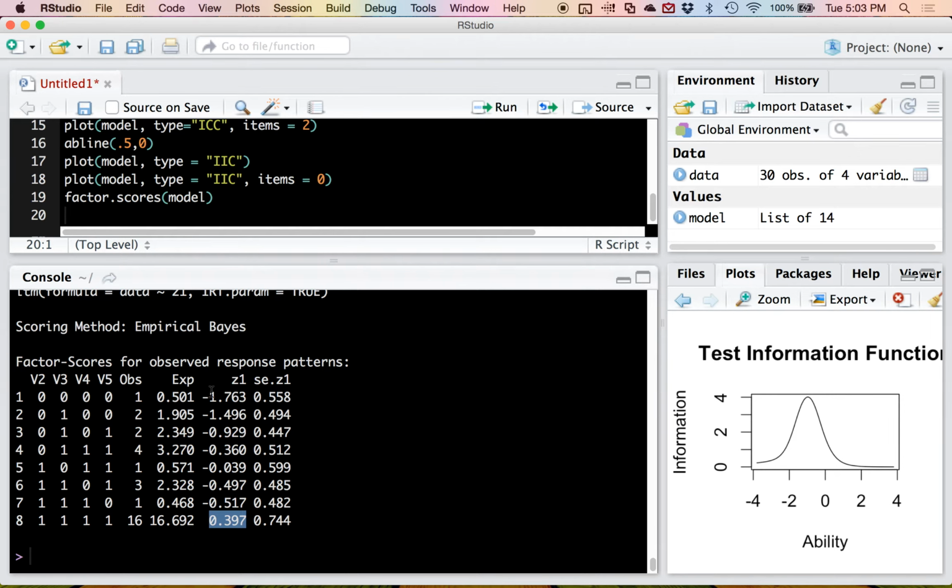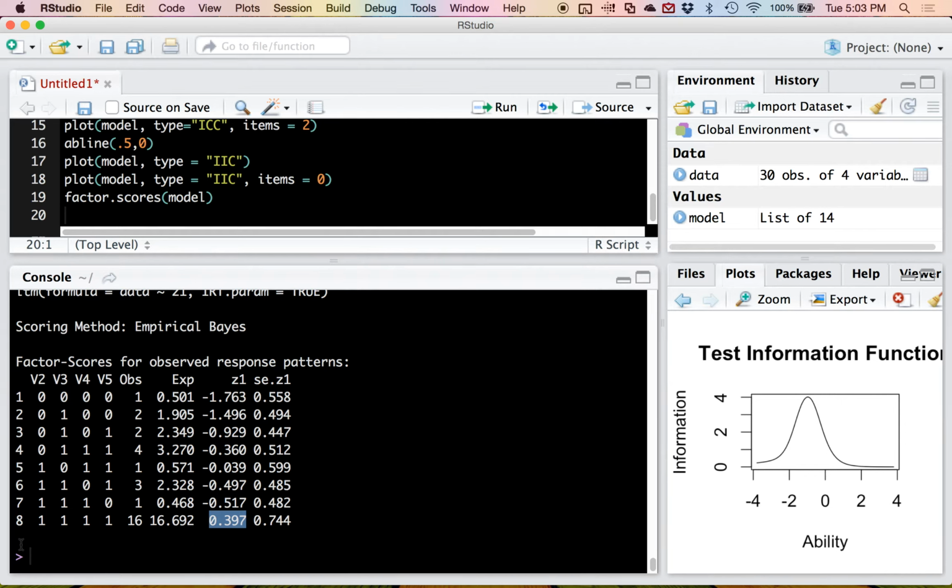So this actually gives you the ability for each pattern of responses, which you could then go back and apply to your data set. So if you were wanting to use a weighted scoring scheme, you could find people with each of these patterns and give them different scores.